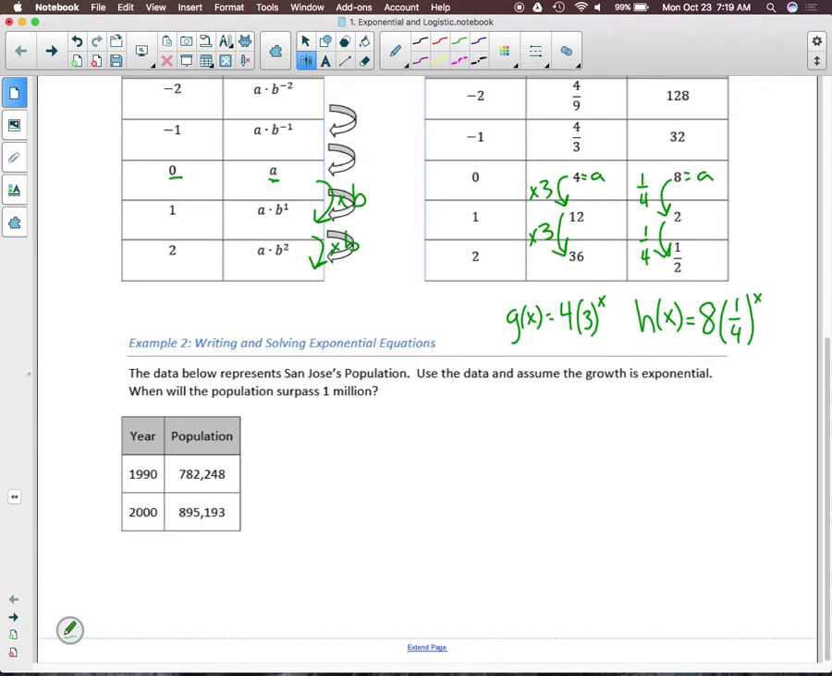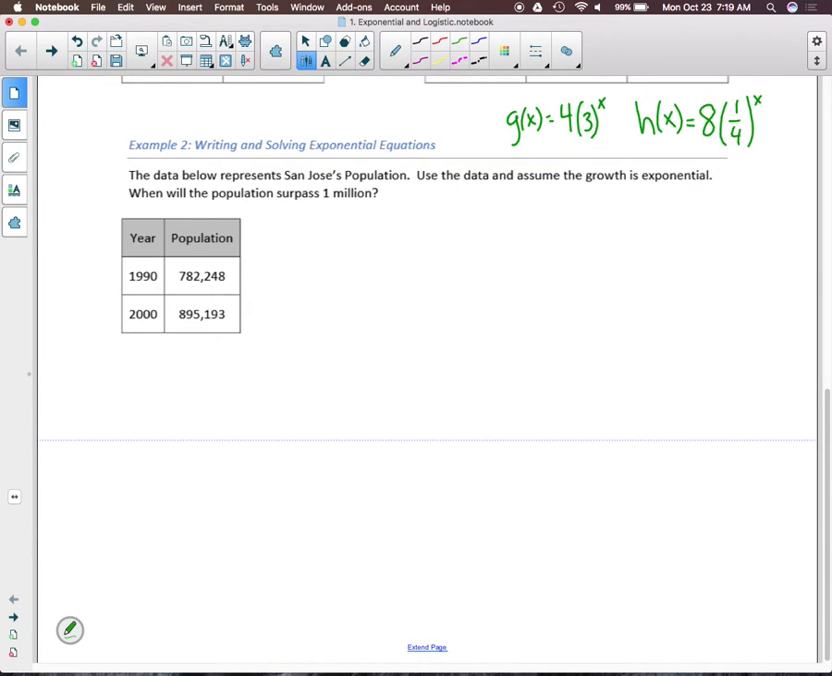So let's think here. Let me get this up a little bit higher on the screen. So we've got the data representing population. Use the data and assume the growth is exponential. We want to figure out when this population will surpass 1 million.